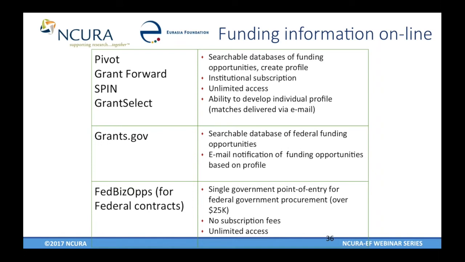But if you want a comprehensive list of federal and non-federal programs, consider subscribing to a paid service like Pivot, formerly called Community of Science, Grant Forward, Spin, or Grant Select. And don't discount the internet, though Google won't give you a very targeted search.